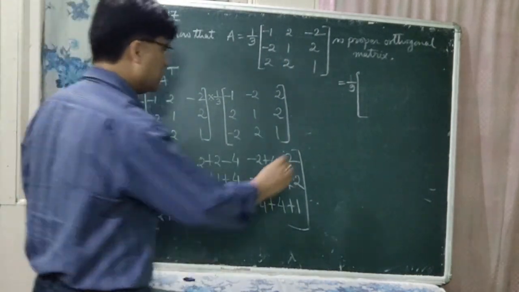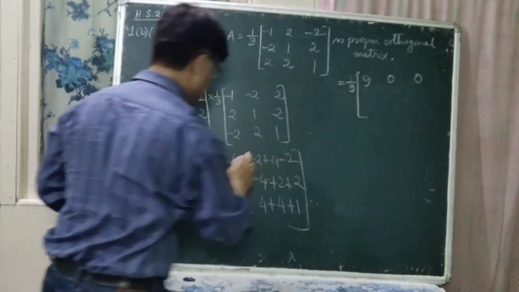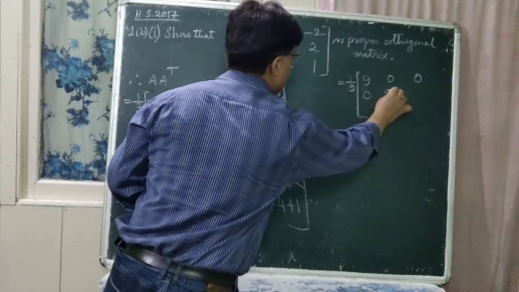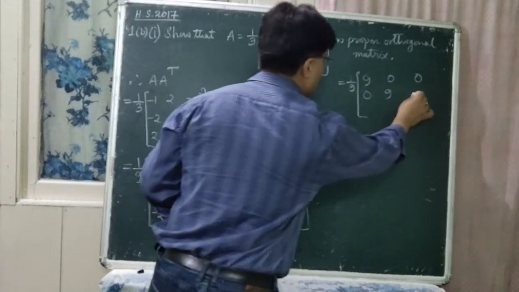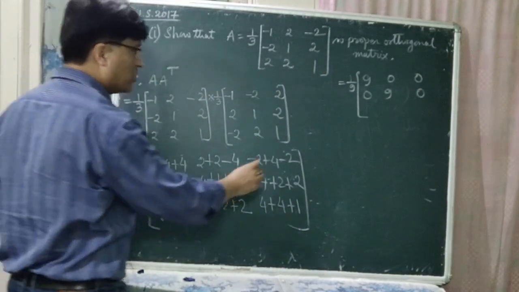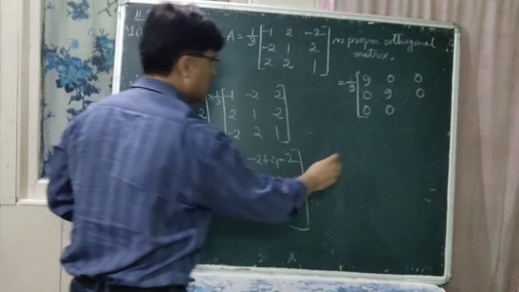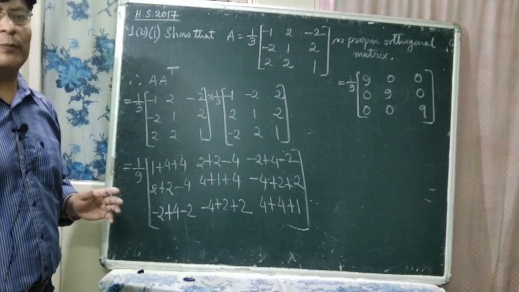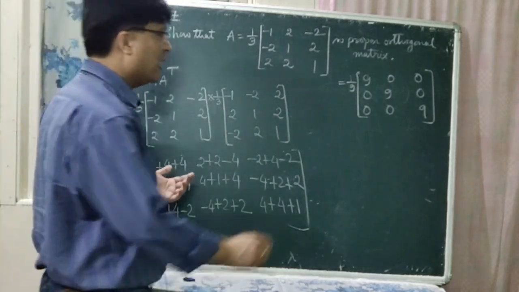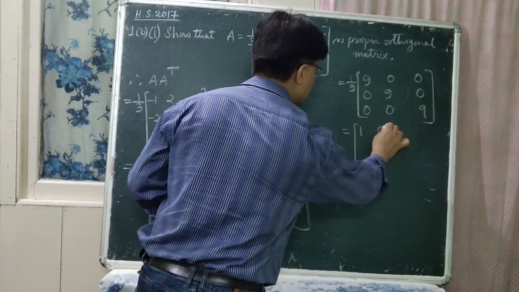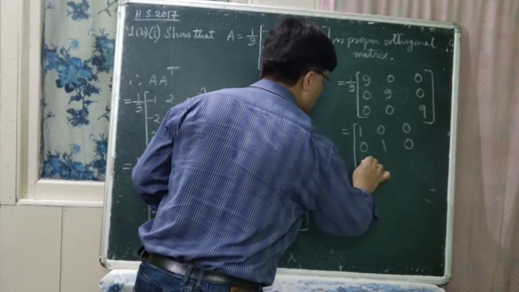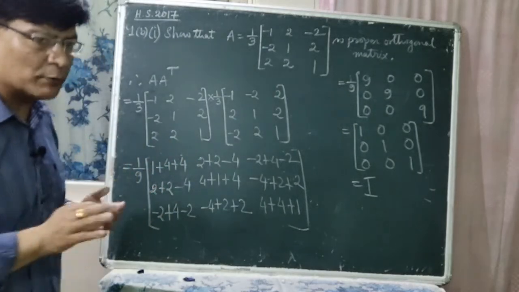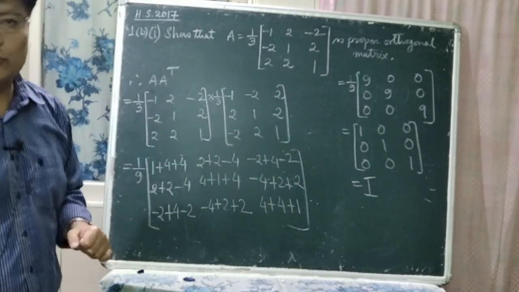1 plus 4 plus 4, that is 9. This is 0, 0, right? 4 minus 4, 0. This is also 4 minus 4 is 0. Second row, 4 minus 4 is 0. This is your 9, 4 plus 1 plus 4. This is also 0. And next third row is 4 minus 4 is 0. Minus 4 plus 4 is 0. And this is 9. Is that clear? Now all the elements of the matrix will be multiplied by that scalar, 1 by 9. So which is equal to 1, 0, 0, 0, 1, 0, 0, 0, 1. This is I. So we proved that A dot A transpose is equal to I.